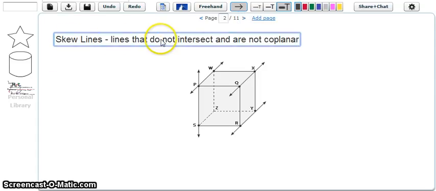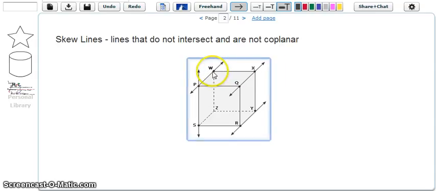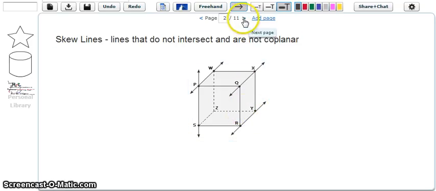Next, we have skew lines. These are lines that do not intersect and are also not coplanar. In this image, an example of skew lines would be line WP and line RY because they will never intersect and they're also not on the same plane. Simple enough.